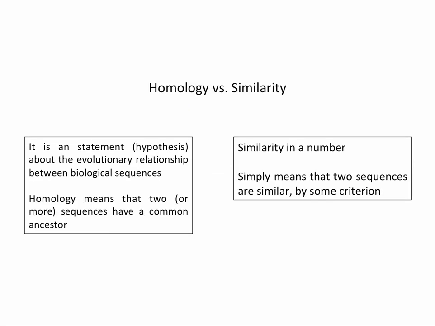It is worth making a distinction between homology and similarity. Homology is a statement or hypothesis about the evolutionary relationship between biological sequences. It means that two or more sequences have a common ancestor. On the contrary, similarity is a number. It simply means that two sequences are similar by some criteria.